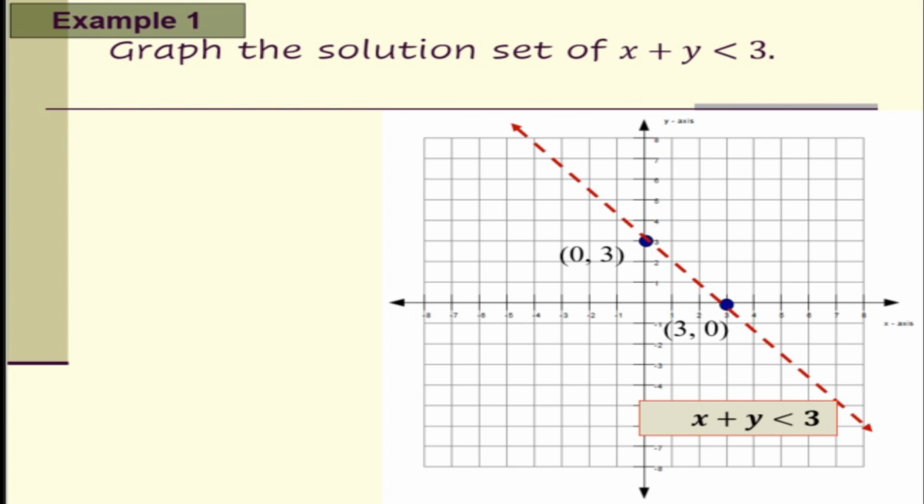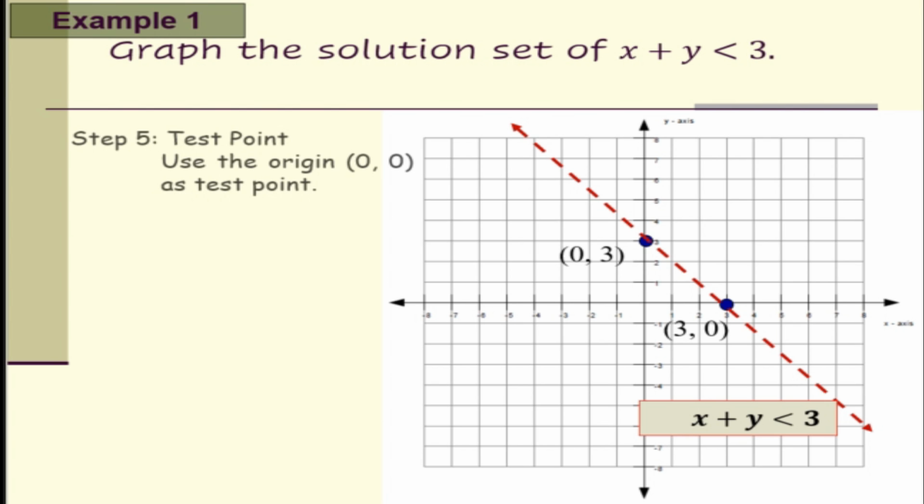Once we have graphed the boundary line, we can decide which half plane to shade by using a test point. The test point could be any point that is not on the boundary line itself. We can choose any point for the test point as long as it does not lie on the boundary line. Since the origin does not lie on the boundary line, we will use 0, 0 as our test point. We chose the origin because the coordinates are easy to substitute into the inequality.